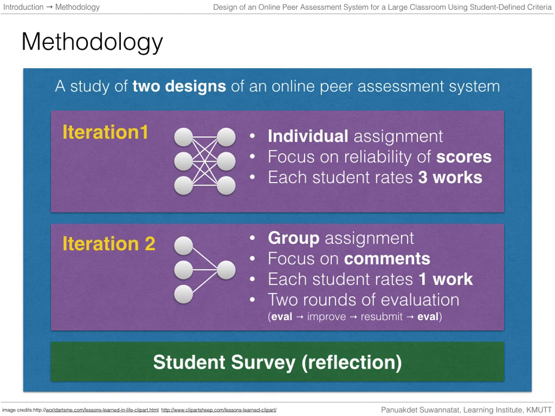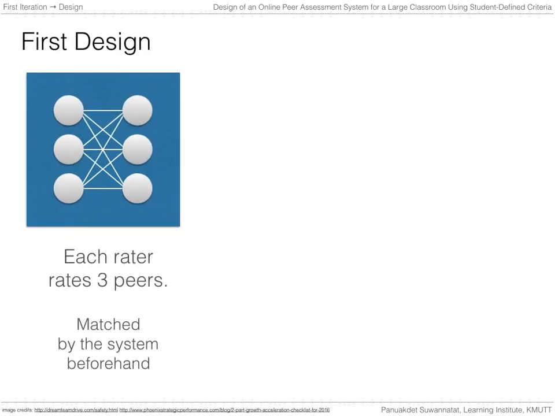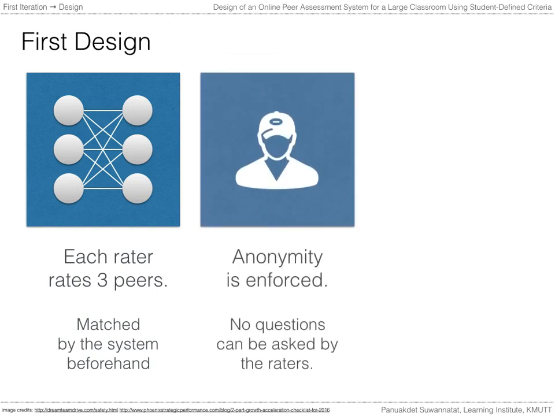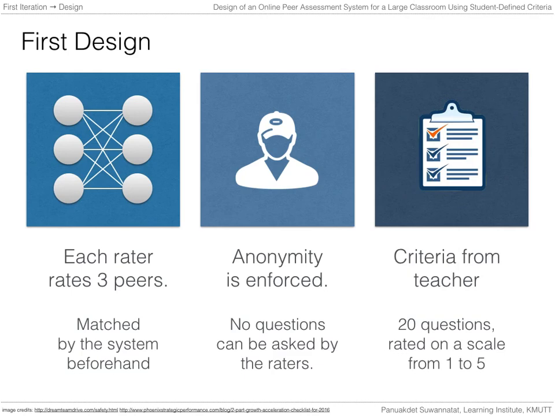In the first design, as I said, each student rates 3 other friends. At the same time, 3 other friends rate each student's work. And the matching is done automatically, randomly by the computer. Nobody knows who rated my work. I don't know who rates my work, and I don't know either whose work I'm evaluating, so the anonymity is enforced. And the way to evaluate is to answer 20 questions that are criteria given by the teacher on a scale of 1 to 5, and they can give an overall comment optionally.